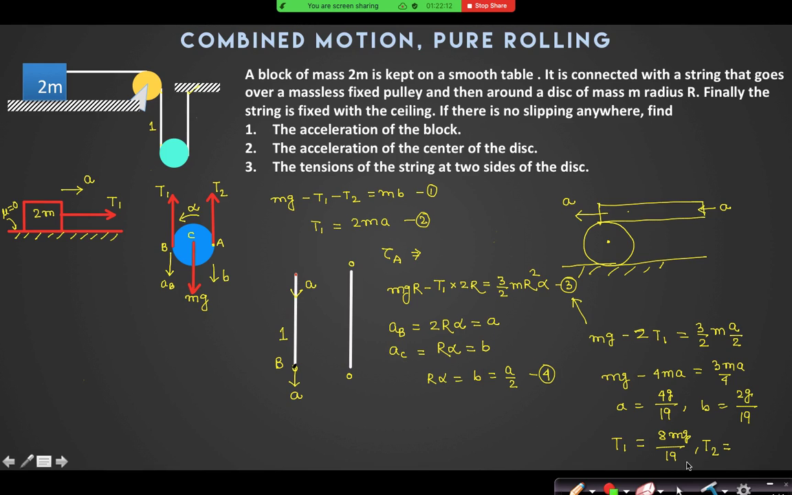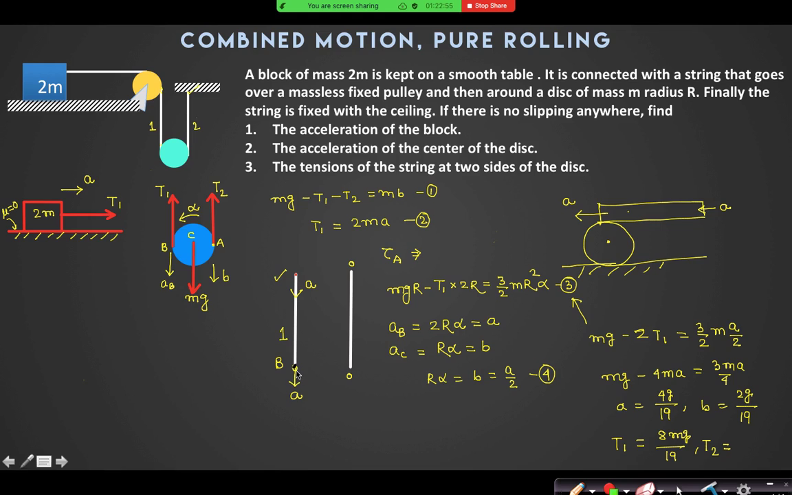Sir, can you please once again explain why AB is equal to A? Yes, because here I have drawn this string, number 1 string. This number 2 string. If this number 1 string is moving with A, then this will also come with A because there is no slipping here. This is an ideal pulley, I have assumed. So if it is coming down with A, then this point must come down with A.